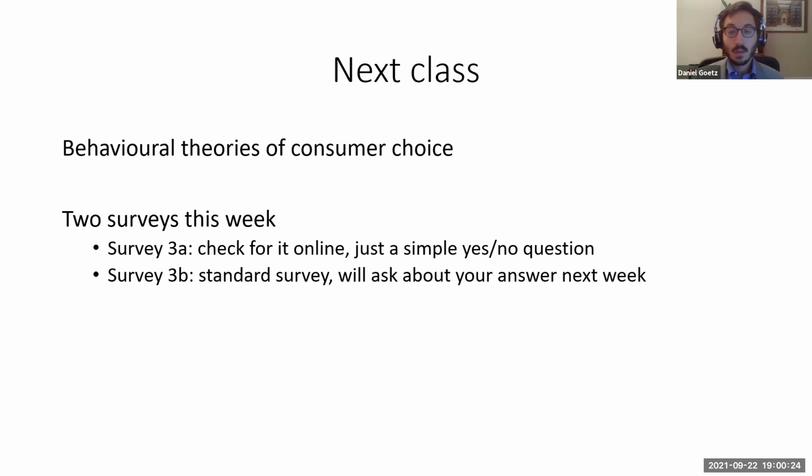Okay. Next class, behavioral theories of consumer choice. So when consumers don't behave rationally in this economically motivated model, they behave weirdly in a psychological way. What does that look like, and how should we understand that and utilize that as marketers?